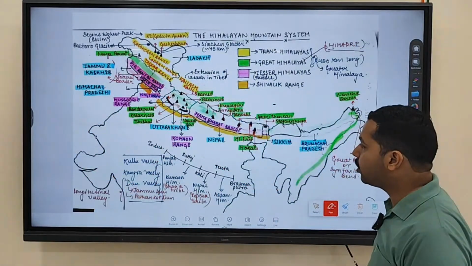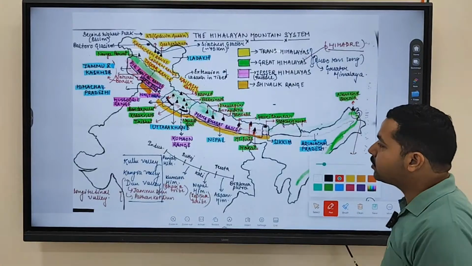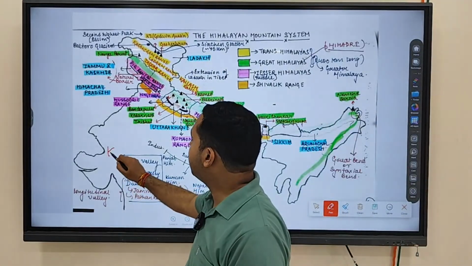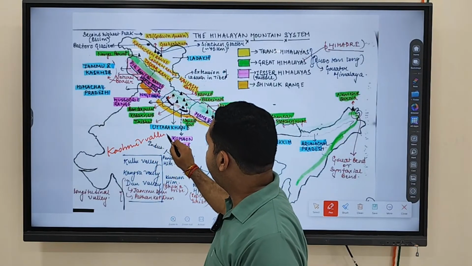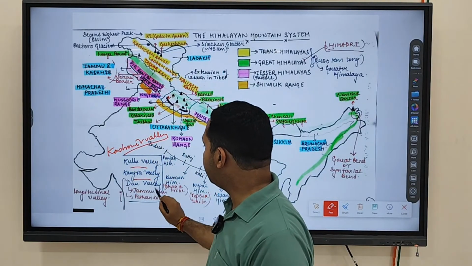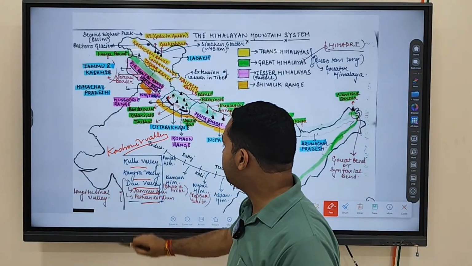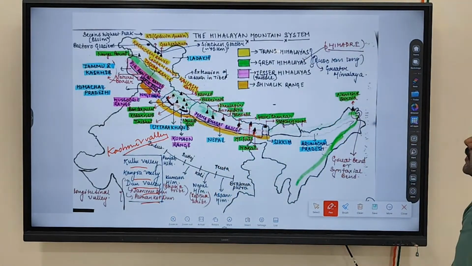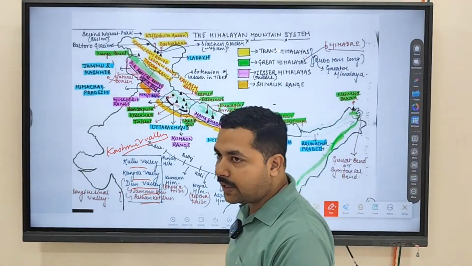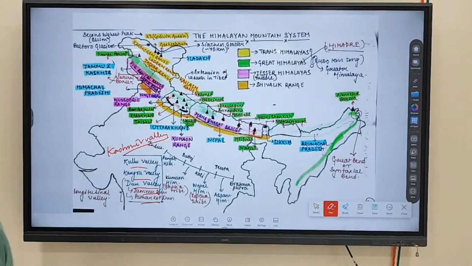So what are the important valleys that you are seeing? Even Kashmir Valley, you can also write Kashmir Valley, Kullu Valley, Kangra Valley, Doon Valley, Jammu Doon, Pathankot Doon. These are all examples of valleys only. Fine.